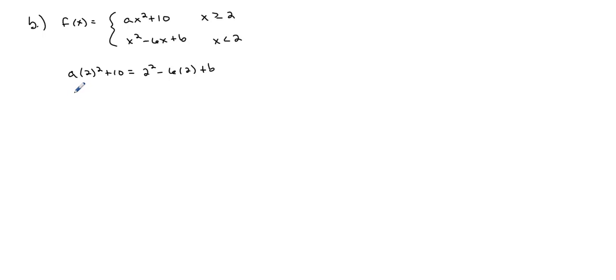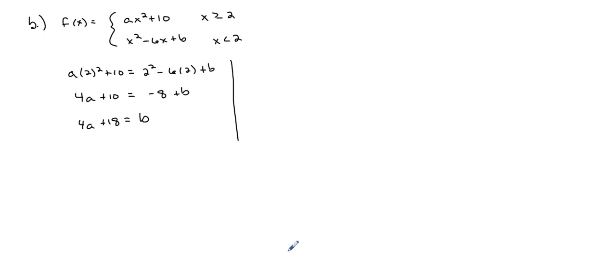Simplify this a little better. We get 4a plus 10 equals, what was that, 4 minus 12, negative 8, plus b. And I like to simplify this a little bit. I'm just going to add this 8 over here, make 18. So I'm going to get 4a plus 18 equals b. I'm going to leave it like that. I'm not going to go any further, okay? We have it solved for b. That's good, okay? So there's our continuity statement.